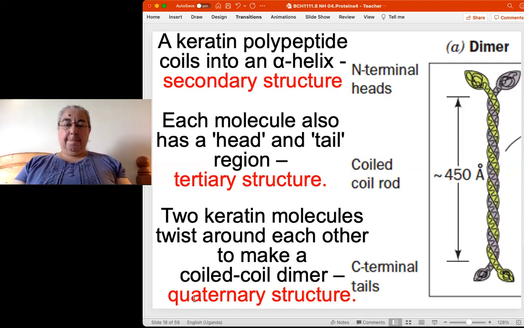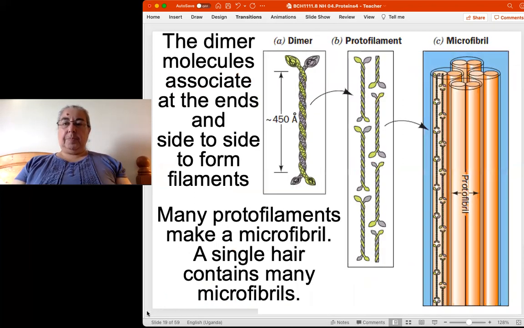Okay. So how do the different molecules make the filaments? We can have associations at the ends and at the sides. If you look at this diagram in the protofilament, the molecules line up in a sort of staggered fashion. They've not got their heads together and they've not got their tails together.